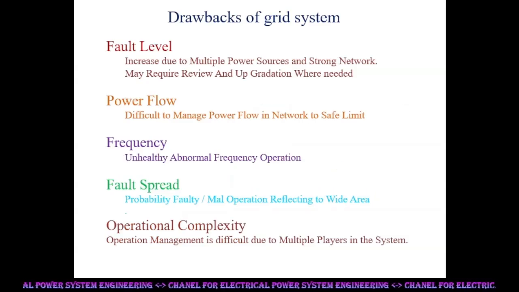However, there are a few drawbacks in grid mode operation. Fault level increases at some strategic locations due to multiple power sources and strong network in the grid. It requires review and upgradation where necessary. Power flow in network depends on quantum of power injected at various sources and power drawn at various locations. There is no direct control on flow of power in any section of network. Sometimes this causes tripping of a critically loaded link. In a few cases it may initiate cascading and partial or widespread blackout.